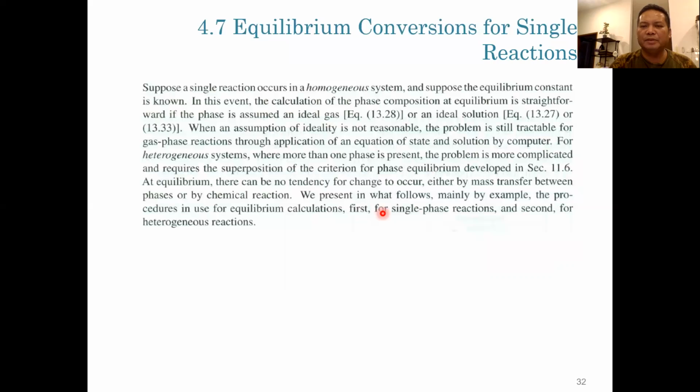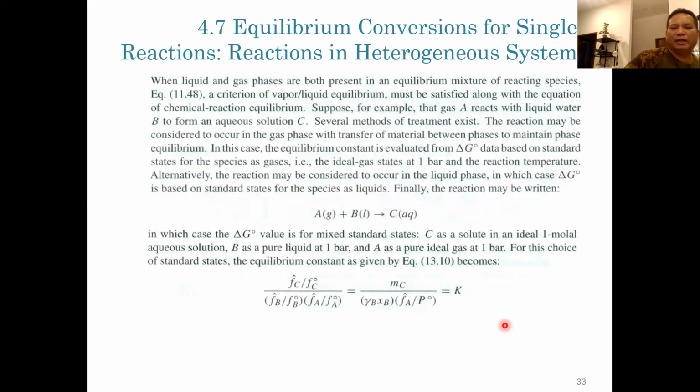Equilibrium conversion for single reactions. Let's say we have a single reaction with A in gas form and B in liquid form producing C in aqueous form. That may be a mixture of two. In this case, the delta G value is for mixed standard states: C as a solute in an ideal 1 molar aqueous solution, B as a pure liquid at 1 bar, and A as a pure ideal gas at 1 bar. For this choice of standard states, the equilibrium constant is given by this.